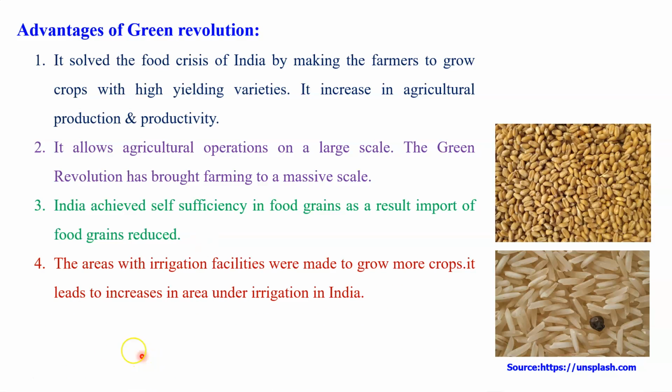Another important advantage of this program: the areas with irrigation facilities were made to grow more crops, and it led to an increase in the area under irrigation in India. It means that the area under irrigation increased on a large scale during this program. Especially I am talking about Punjab, Haryana and some parts of western Uttar Pradesh. In that area, the area under irrigation increased tremendously, and this is a really good positive result, or you can say a good advantage of the Green Revolution in India.